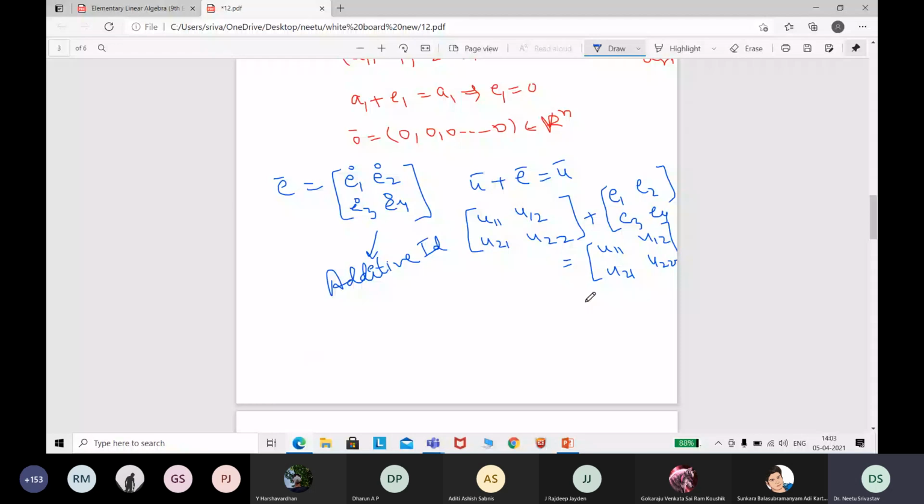Sometimes it is there. Now let us come to the additive inverse. Additive inverse I did not write actually.